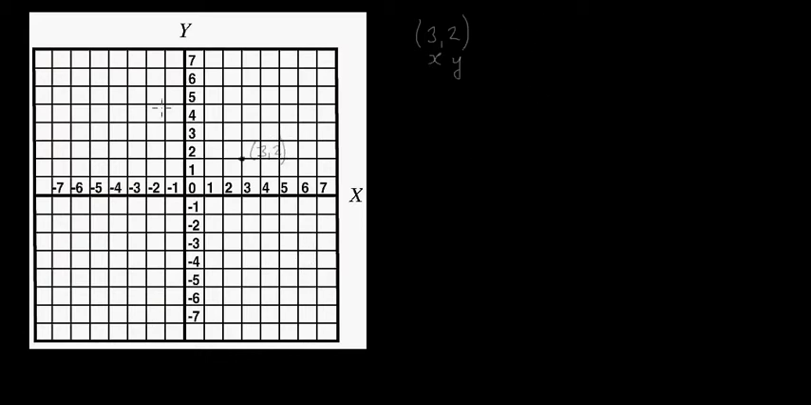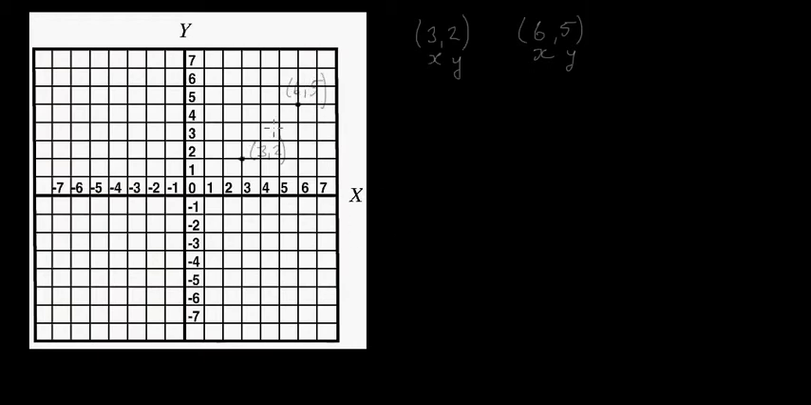Now we'll do another one. Let's take the point 6, 5. This is our x value, this is our y value. So we go out along the x-axis 6 units, and we go up along the y-axis 5 units. So we should end up here. I'll just draw a point: out 6, go up 5, so we're going to end up here. So there's the point 6, 5.